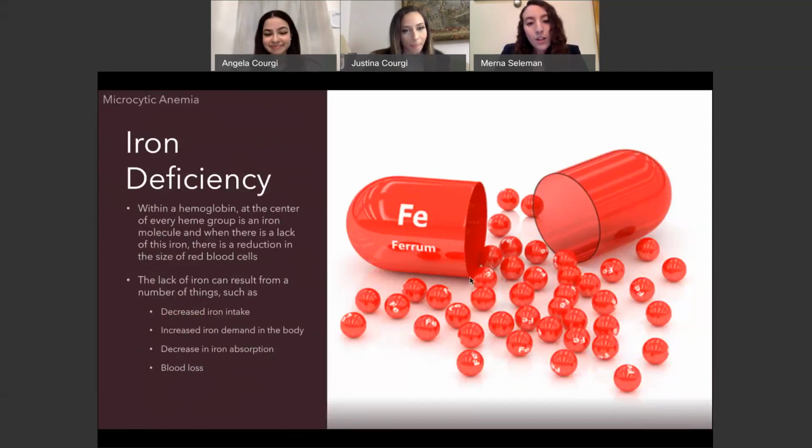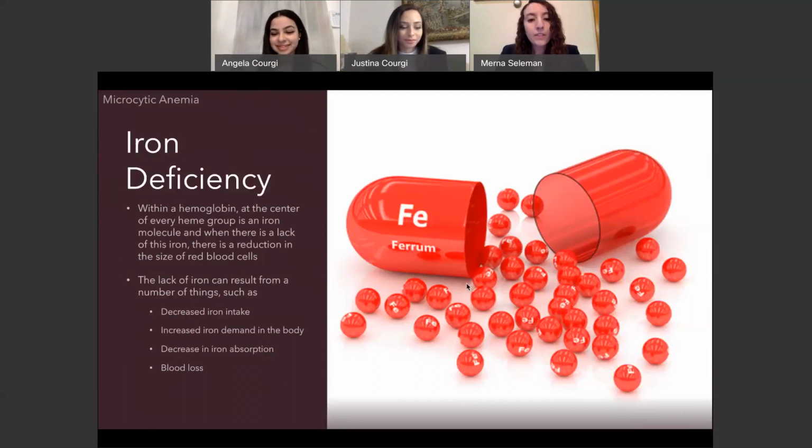The first cause is decreased iron intake. Humans must obtain iron from their diets, and when not enough iron-containing foods are obtained, iron deficiency will result. As for infants who are younger than 6 months of age, the absence of iron in breast milk can lead to iron deficiencies. Next is an increased iron demand in the body.